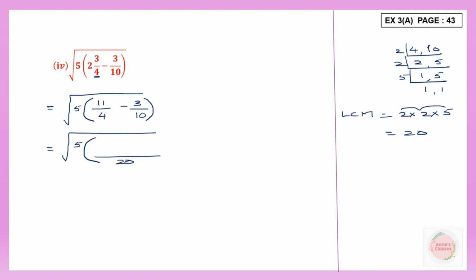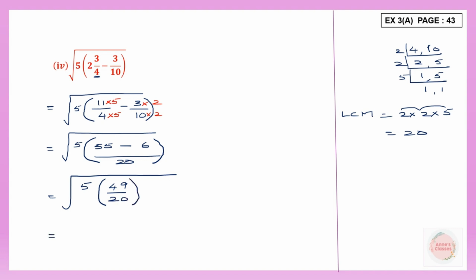Now the first fraction is 11 by 4. So 4 into 5 will give us 20, so multiply this also by 5. 11 into 5 is 55 minus 10 into what is 20? 10 into 2. So multiply 3 also by 2. 3 2s are 6. So close brackets here. Next step, pi remains as it is, 5. And in brackets, what do we have? 55 minus 6. 55 minus 6 is 49. 49 by 20.